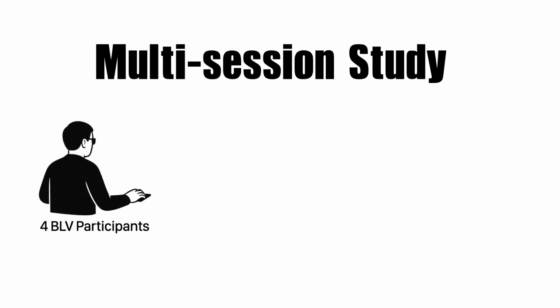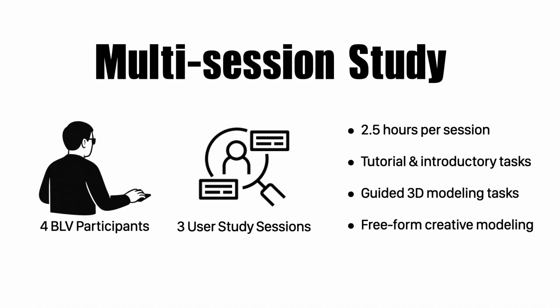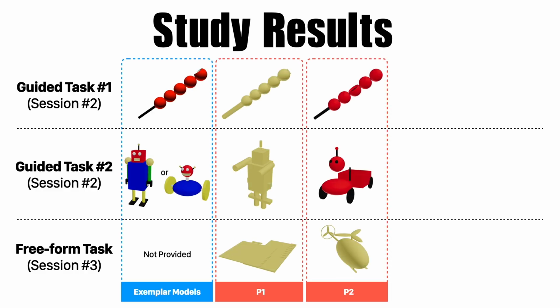To understand how people use the system, we ran a multi-session study with 4 BLV programmers. Each session lasted for 2.5 hours, including a tutorial and introduction in the first session, followed by a second session that guided the participants to replicate some 3D models, and a final session where they created something on their own with A11yShape. As a result, they created a lot of unique 3D models, everything from rockets and robots to helicopters and circuit boards.